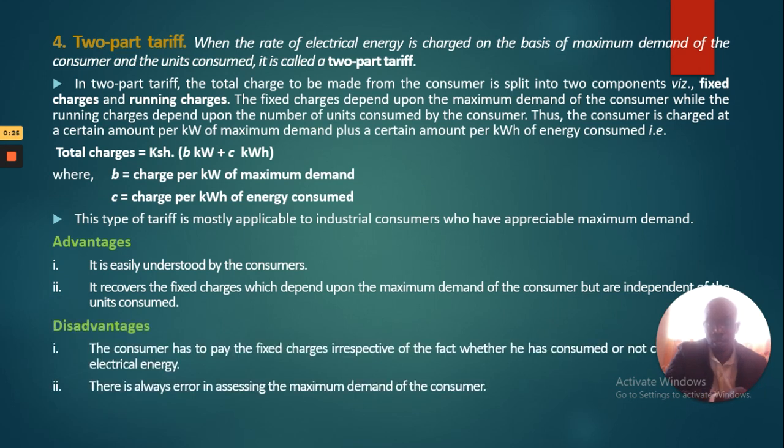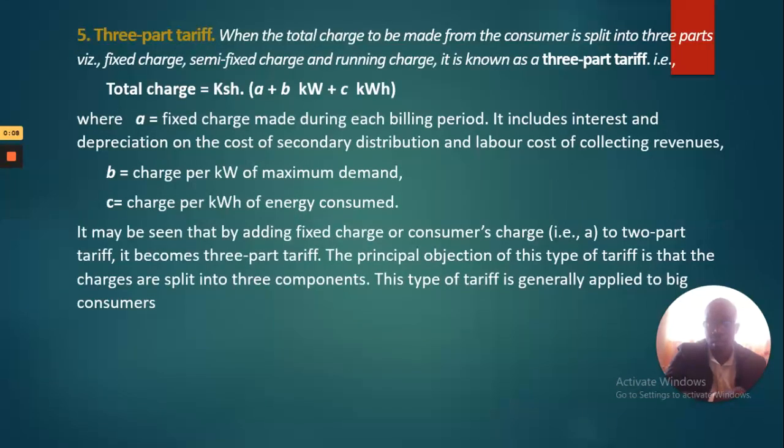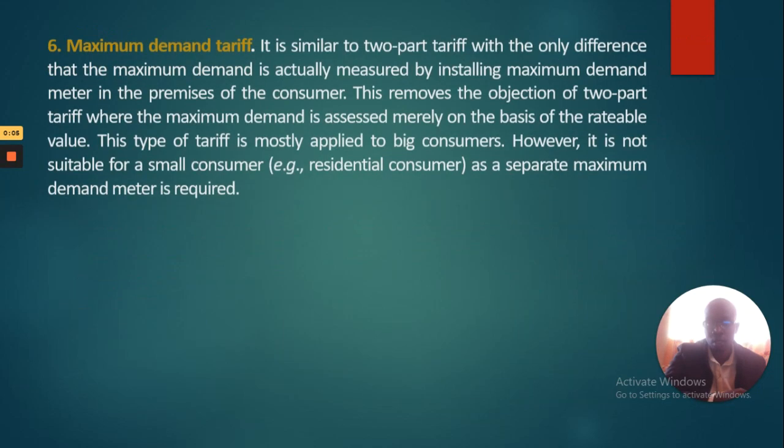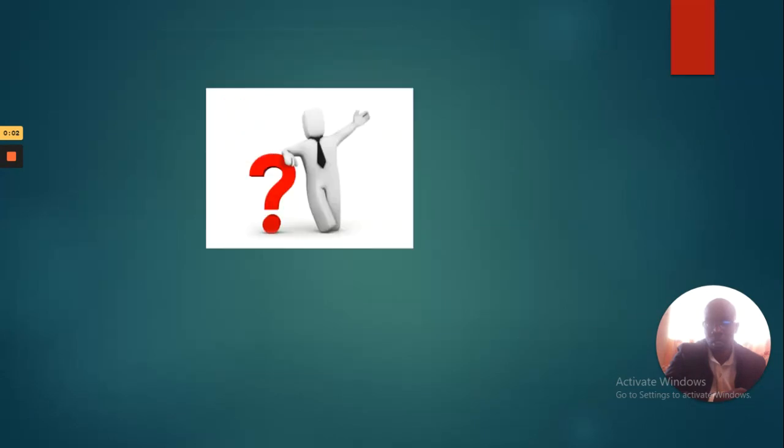The disadvantages of this are that the consumer has to pay the fixed charges irrespective of whether he has consumed or not, and there is always an error in assessing the maximum demand. Now, the next thing is the three-part tariff. We should look at that. We also have the maximum demand tariff and the power factor tariff. So any question?